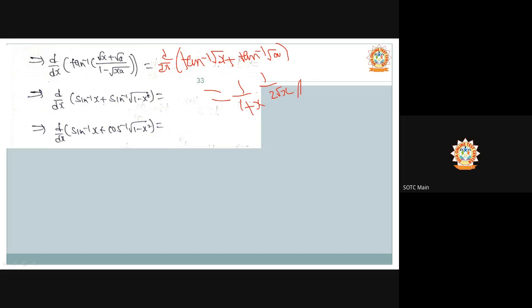d by dx of sin inverse x plus sin inverse of under root 1 minus x square. What is sin inverse of under root 1 minus x square? This is cos inverse x. So now what is sin inverse x plus cos inverse x? Pi by 2. What is the answer? 0.